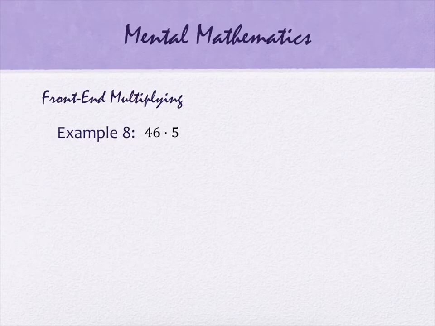Okay, so front-end multiplying has to do with taking a 2-digit number, 46 here, and breaking it apart so that we can multiply each of its digits individually by the 5.